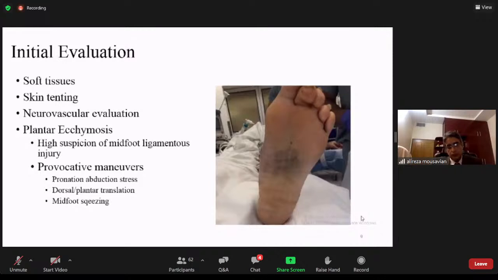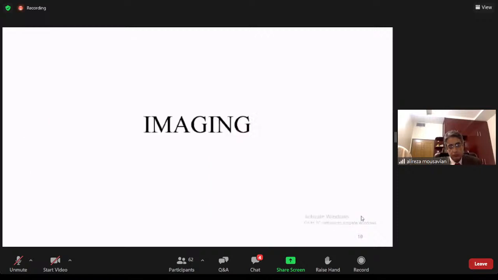In the initial evaluation of patients with midfoot injuries, we should always take care about soft tissue and any sign of skin tenting. Neurovascular evaluation is also critical. Plantar ecchymosis is a sign that guides us to look for midfoot ligament injury. Provocative maneuvers such as pronation abduction stress, dorsal plantar translation, or midfoot squeezing can cause pain in the area of ligament injury.